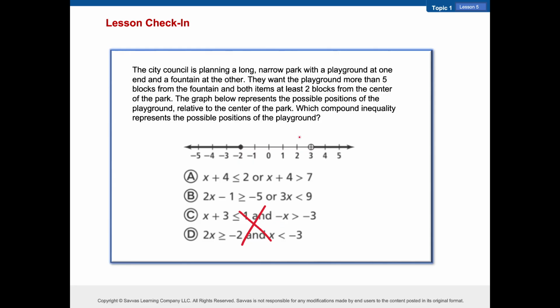This represents an OR. If I go to my 2 problems, subtract 4, x is greater than 3. Subtract 4, x is less than or equal to -2. Numbers greater than 3, open circle. Numbers less than -2, closed circle. My answer should have been letter A.